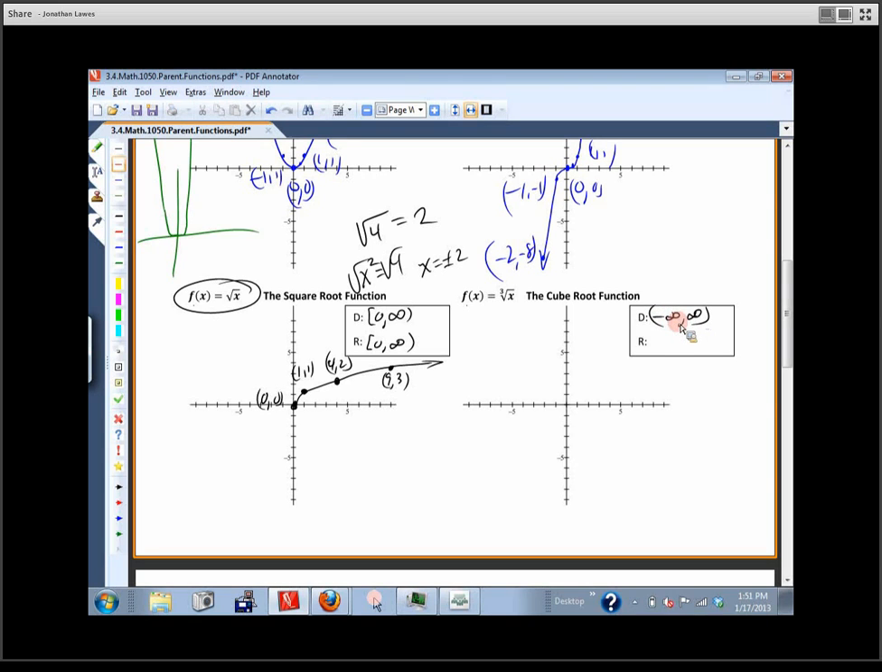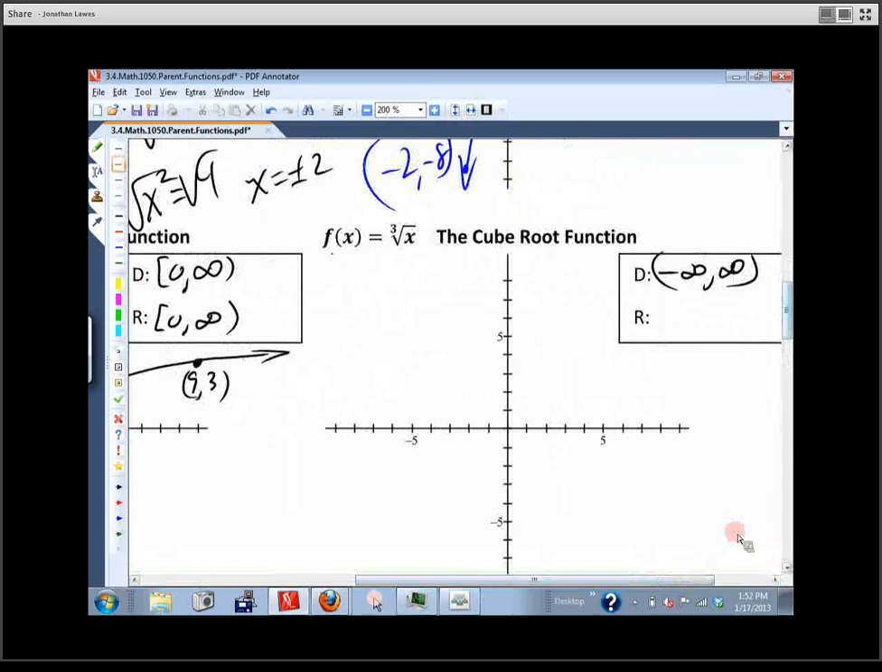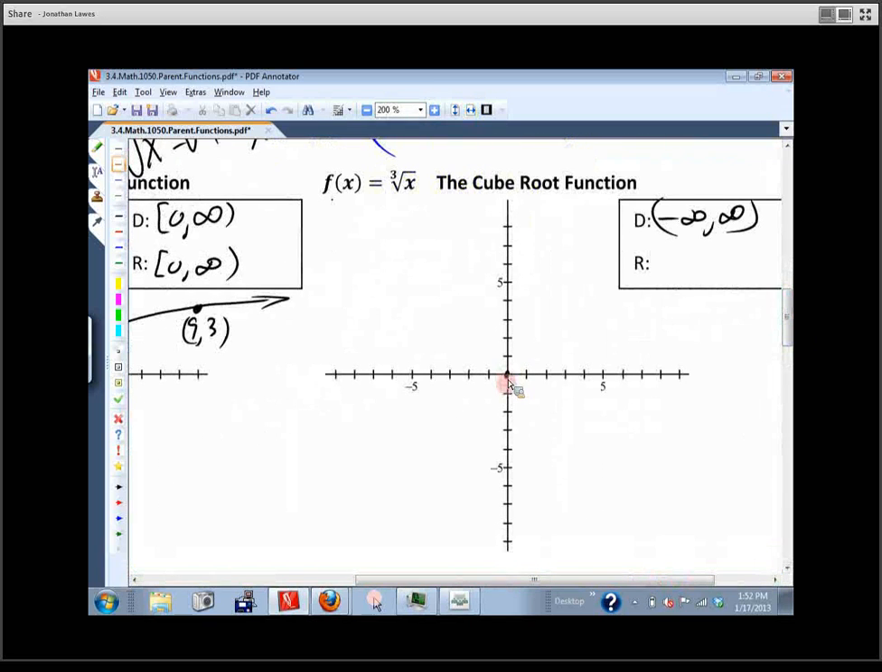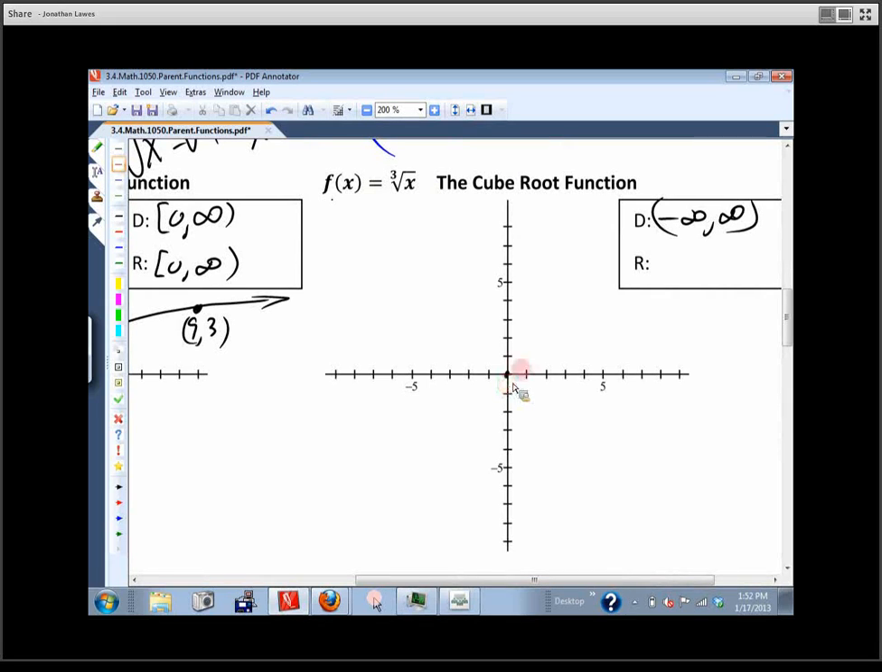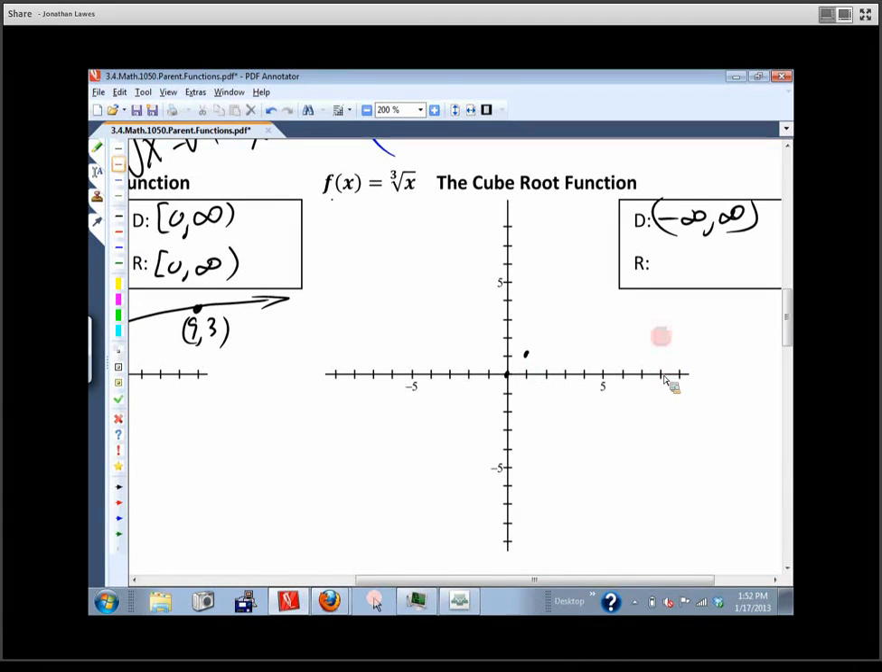I'll hold off on the range for just a second and let's go through and let's plug some numbers in. Let's think about this. So if I plug in a 0, again I get 0. If I plug in a 1, the cube root of 1 is 1. Now, if I go to 2, cube root of 2 is ugly, cube root of 3 is ugly, cube root of 4 is ugly. 8 is the first time I get a nice cube root. So if I go over to 8, I get 2.